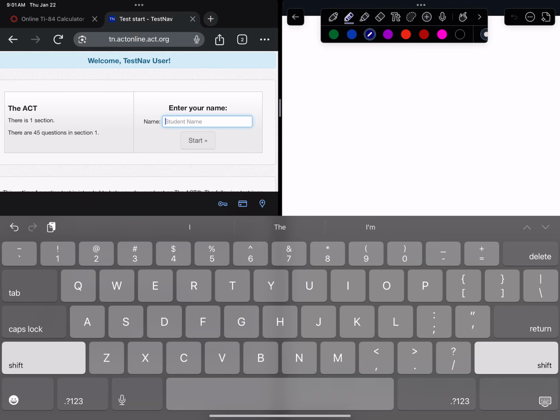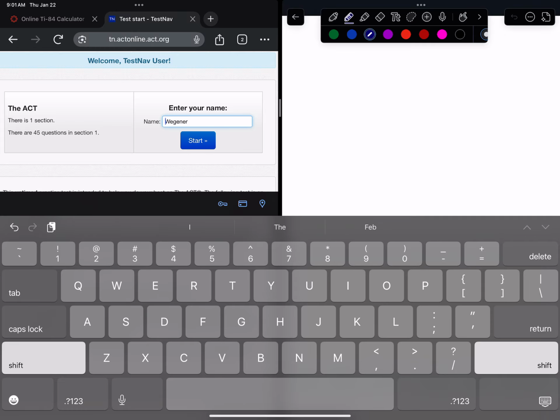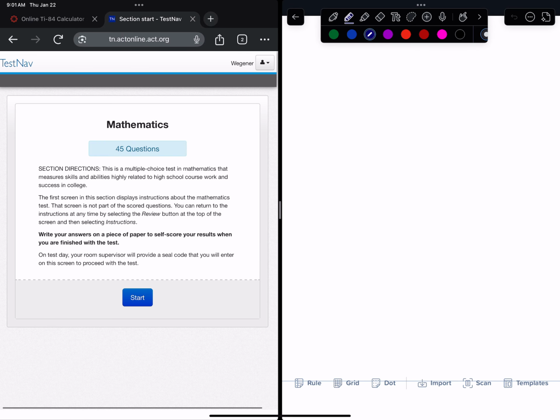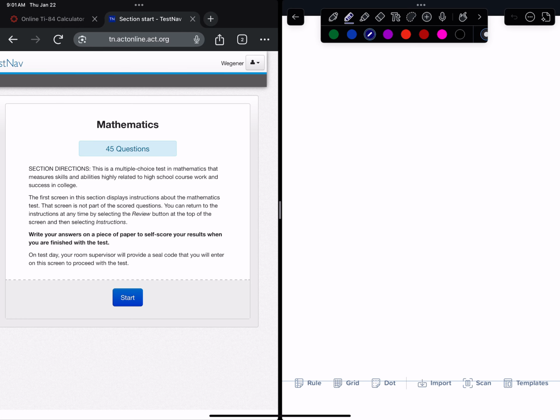And for the assignment that I have posted on Canvas, go ahead and put your name. So put your first name and your last name. I'm just gonna put my last name. Press start. Notice how in the upper right hand corner, I have my name. I really need that for the very end when I submit the assignment on Canvas, okay?